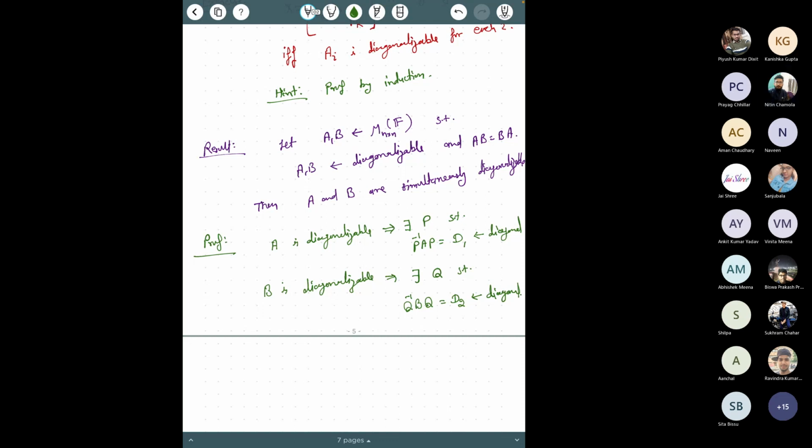Now what I want to show is that A and B are simultaneously diagonalizable. That means I need to find a common invertible matrix, let's say P hat, such that P hat inverse AP hat is diagonal as well as P hat inverse BP hat is diagonal. So the same matrix should diagonalize both A and B. This is my aim. So for this, let me set X as P inverse AP. Then clearly X is diagonal. It is actually the D1 matrix only, but I'm denoting it by X.